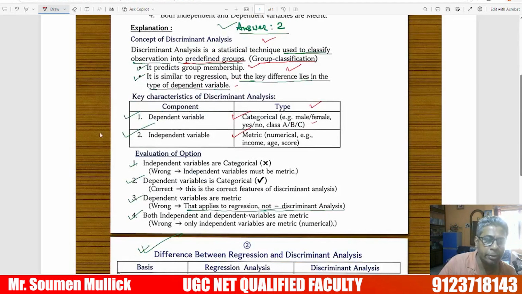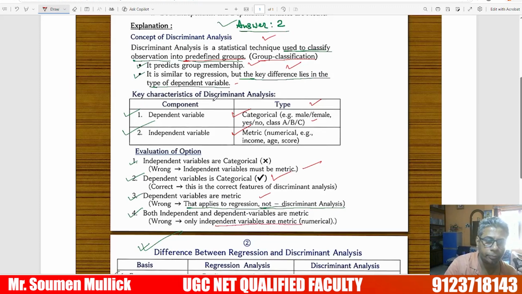Now, evaluating each and every statement: independent variables are categorical. This statement is wrong because the independent variable of discriminant analysis must be metric. Dependent variable is categorical. This is right because this is the correct feature of discriminant analysis. Dependent variables are metric. Wrong, this applies to regression, not discriminant analysis. Both independent and dependent variables are metric. Wrong, only independent variables are metric.